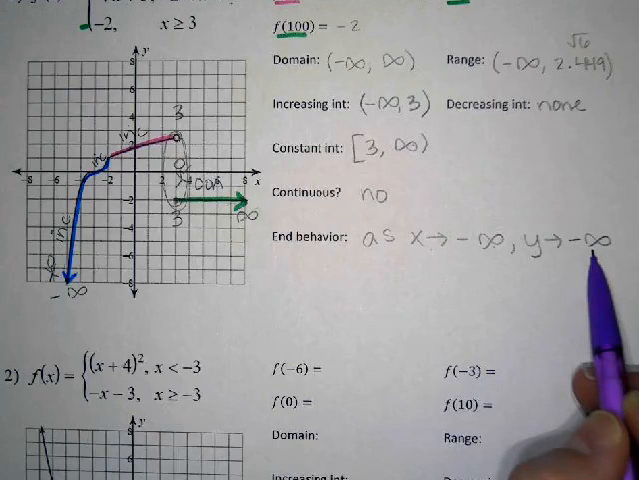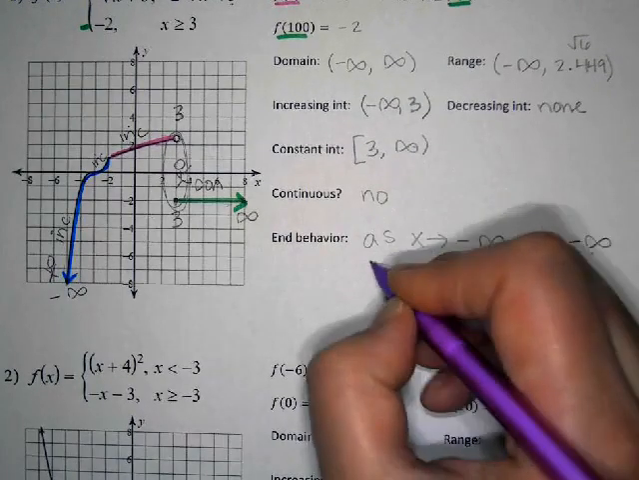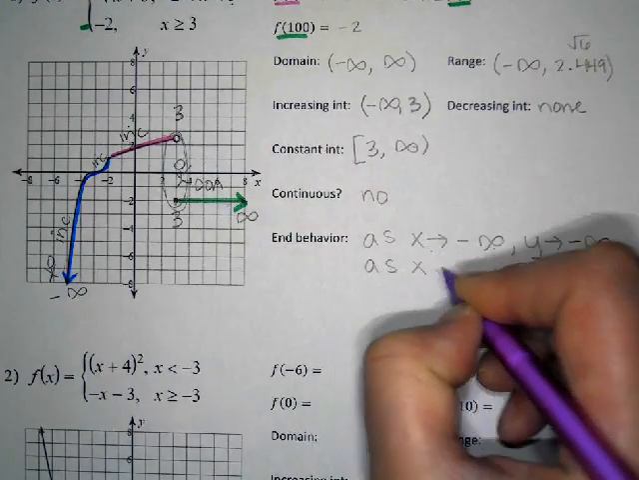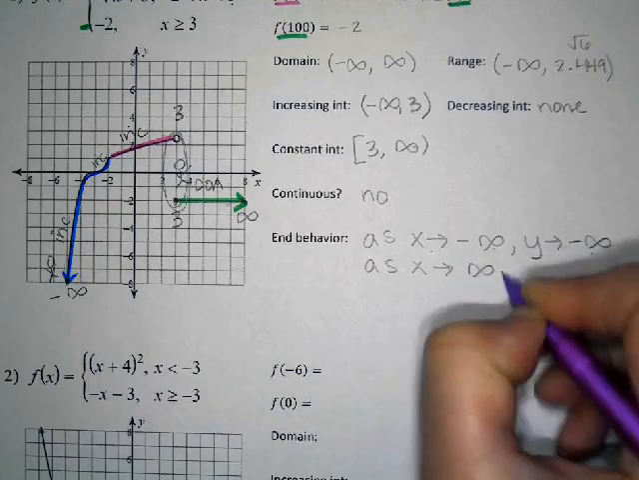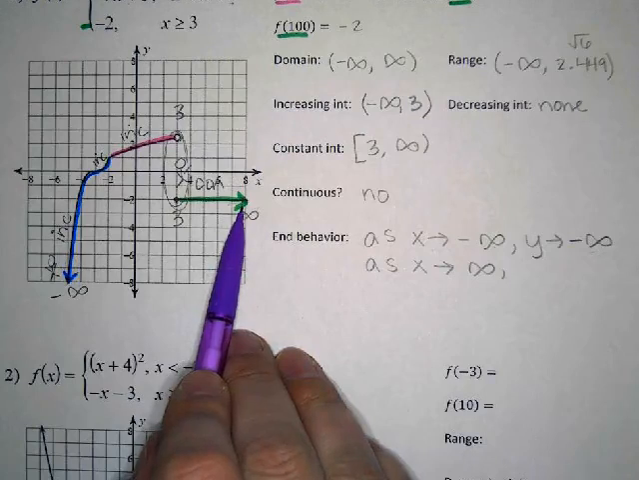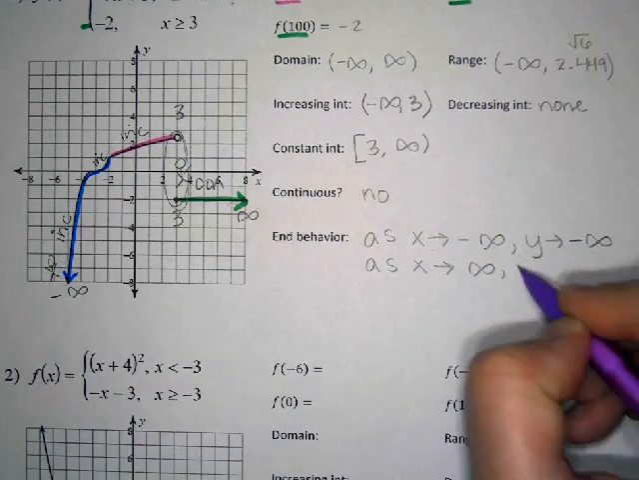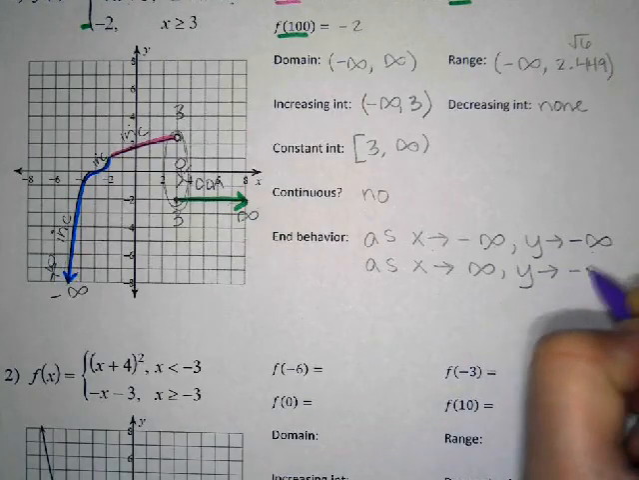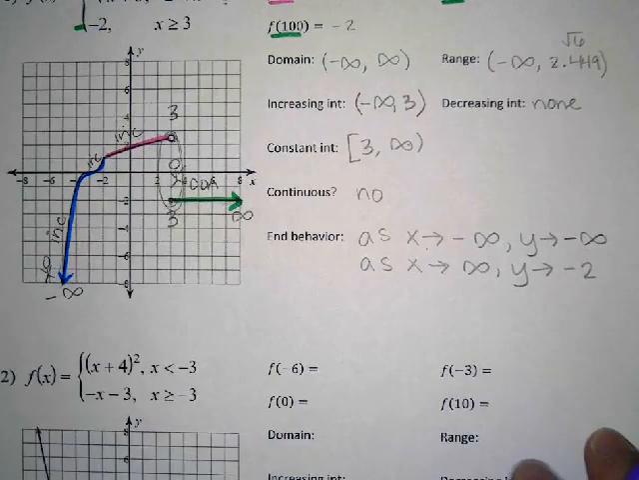All right, and then as I look at my right arrow, this one's interesting. It's not pointing up, it's not pointing down. What is it pointing at? Negative 2. Y is pointing at -2. Didn't point up, didn't point down, pointed at -2.